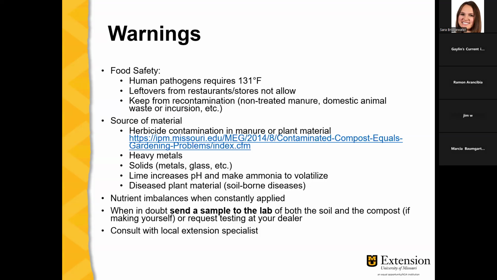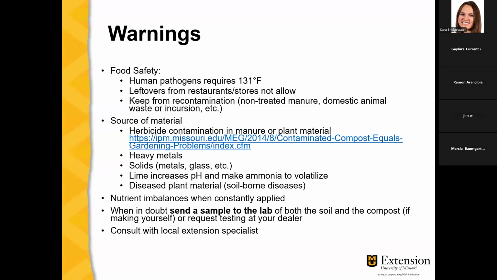Also, you have to be aware that some of these materials may have heavy metals or solids. You don't want to have solids, metal, glass, etc. in your compost. If you're managing your compost with your hands and you have glass in there, likely you're going to get a cut or something. So you have to be very careful on that.